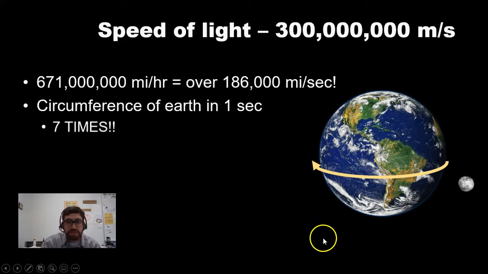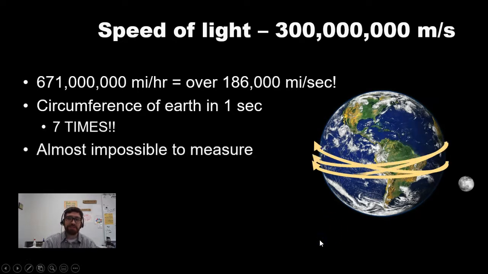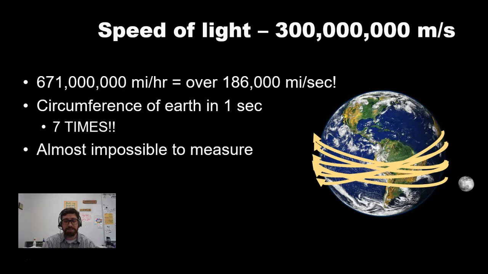And actually, you could do that 7 times. Yeah, it's that fast. 1 second, 7 times around the circumference of the Earth. 1, 2, 3, 4, 5, 6, 7. That's how fast light is.